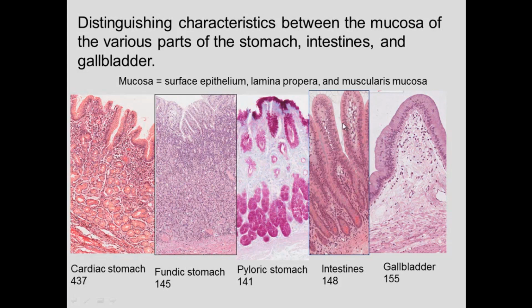The intestine, simple columnar epithelium with goblet cells, and then here you can see the gallbladder, again, simple columnar epithelial cells to be able to see the different ones. The mucosa that we want to look at is the surface epithelium, lamina propria, as well as the muscularis mucosa that's down below.